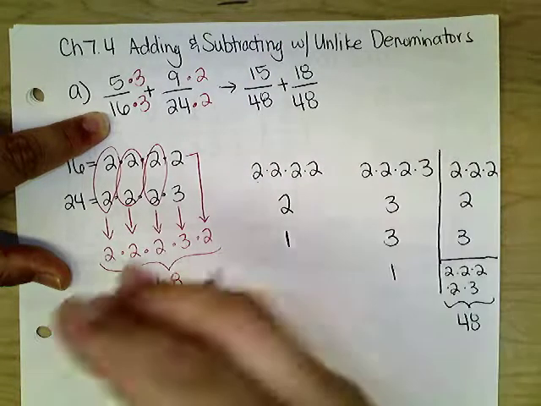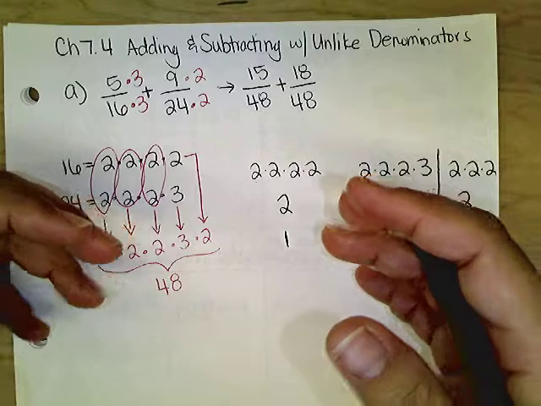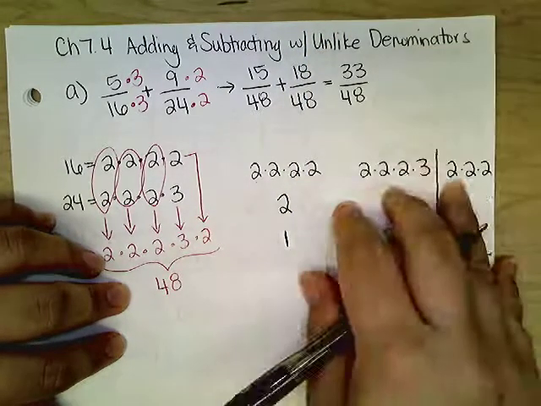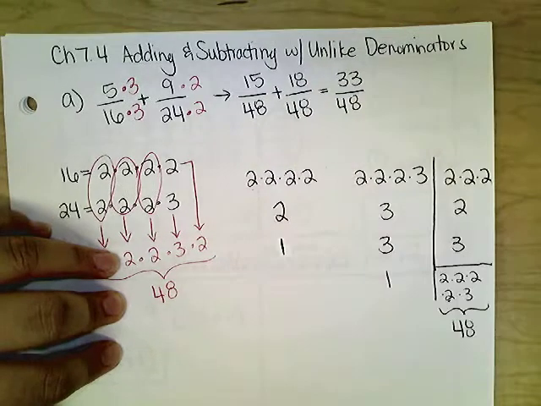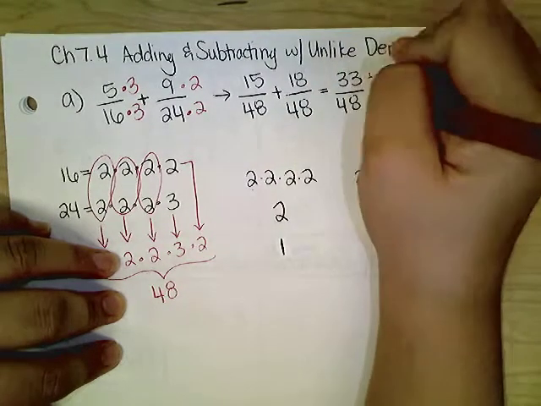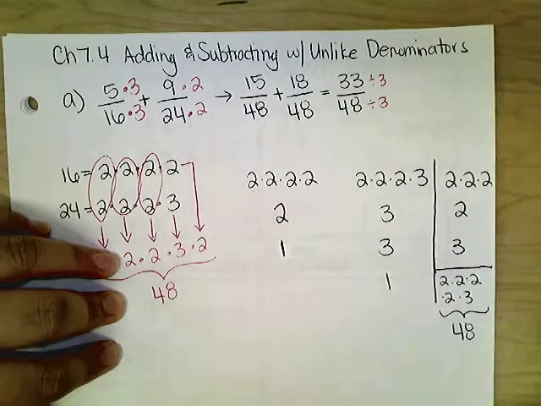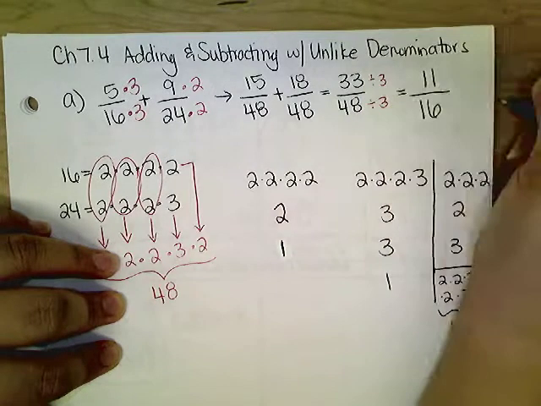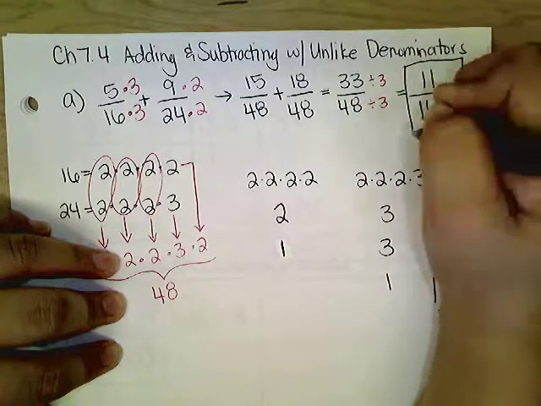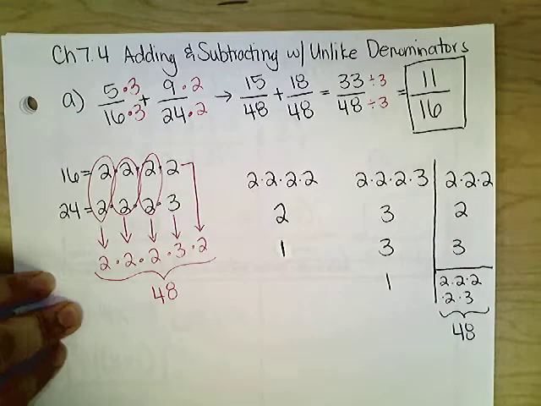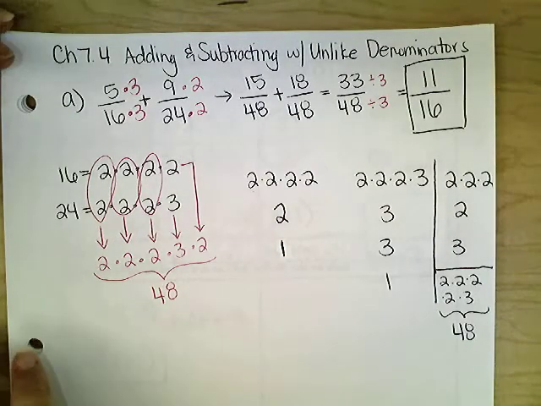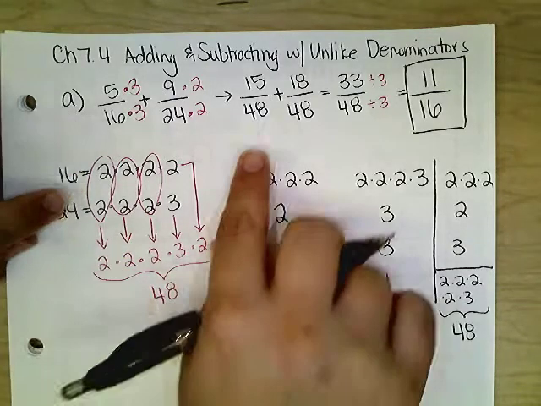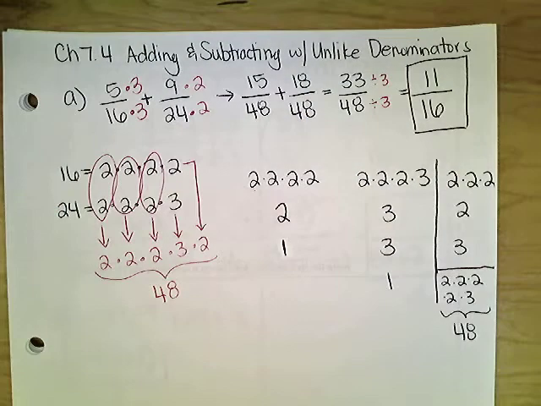And now we do what we did in the previous section by combining the numerators. 33 over 48 to write it as a single fraction. And now reduce. We can divide each one of these by 3 to give us 11 over 16. That is completely simplified, so that is our final answer. And whether we're adding or subtracting, the idea is the same. Write as fractions with common denominators, and then do our previous steps.